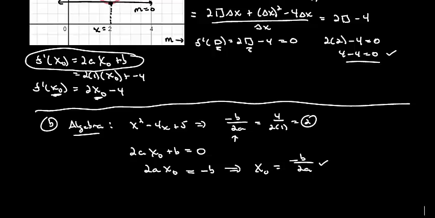Now the book does so by completing the square and showing how you could translate the function, moving it around on the graph. And I think you should read through that as well. But this is a nice little algebraic way of determining it as well.